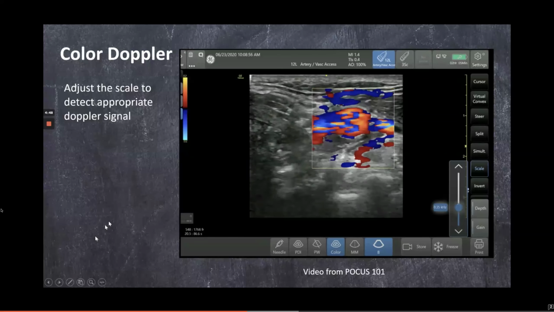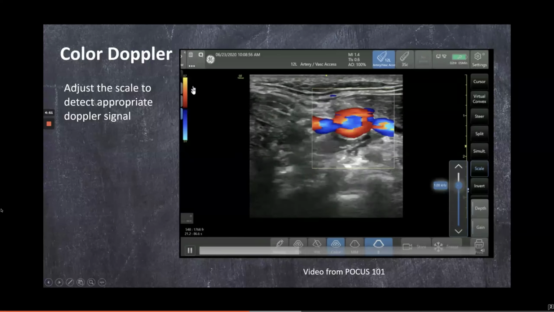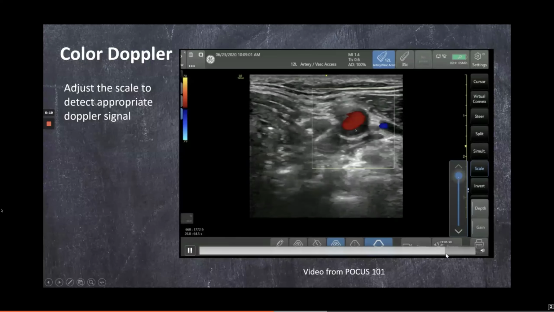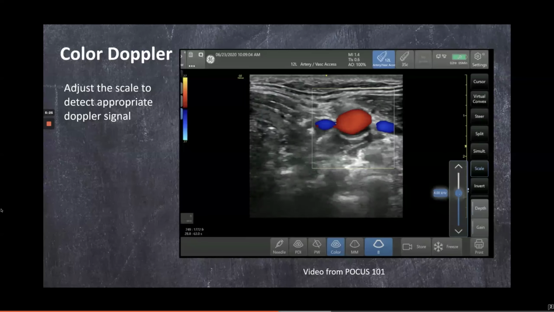But if we increase the gain, the scale, too much, as shown here now is 75 centimeters per second, then we are not detecting all the blood flow that is necessary. You're only detecting the central part of the vessel where it has the highest velocity, and you're missing the lower velocity that is surrounding the wall of the vessel. And so to be appropriate in picking up the signal, you really ought to have the scale be just right so that you're getting the Doppler signal of the entire vessel.